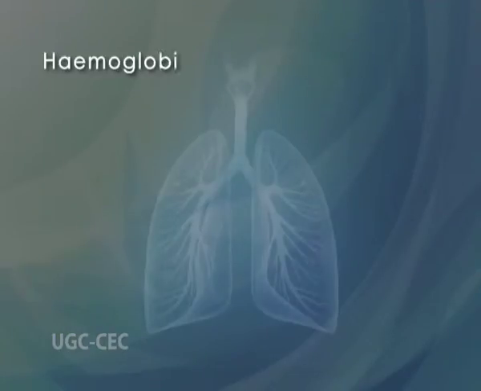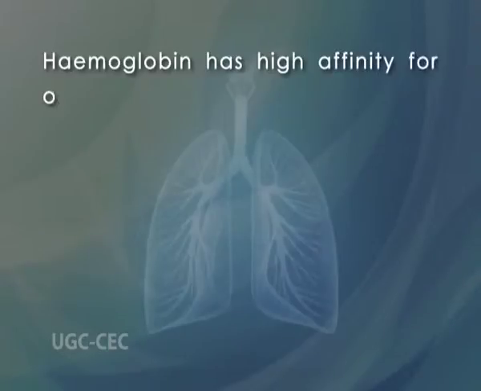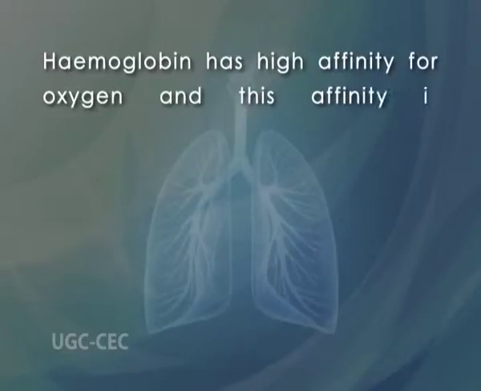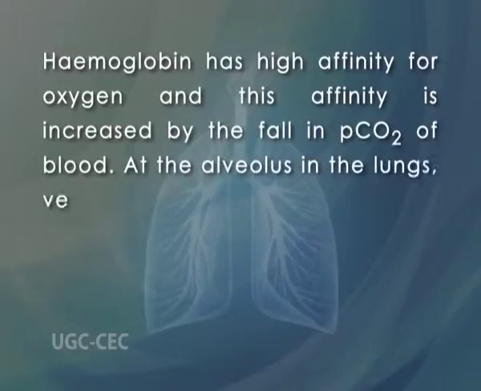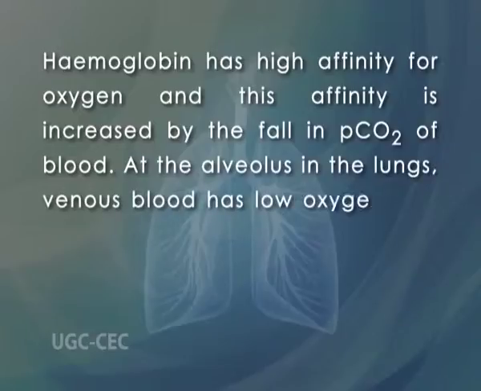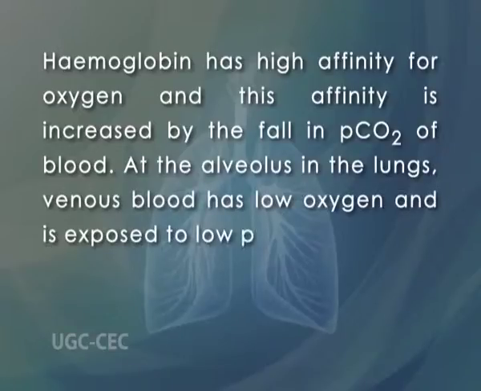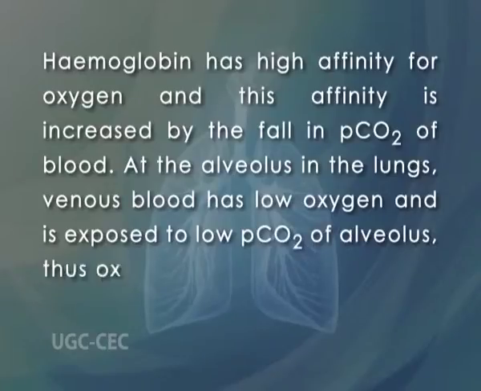Most part of the oxygen, about 97%, that diffuses into the blood is carried by the erythrocytes or red blood corpuscles. Hemoglobin has high affinity for oxygen, and this affinity is increased by the fall in partial pressure of carbon dioxide of blood. At the alveolus in the lungs, venous blood has low oxygen and is exposed to low partial pressure of carbon dioxide of alveolus.